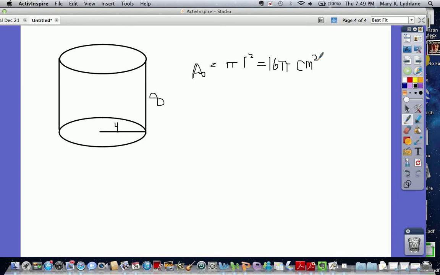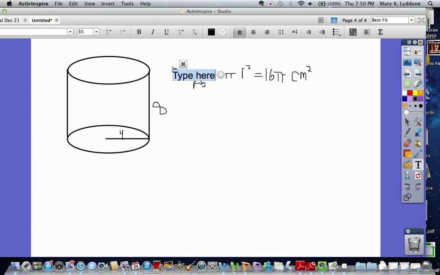Show that the volume of the metal used in the cylinder is 402 centimeters cubed. So they're telling you ahead of time what the answer is, and what they're asking you to do with the word show is to just do exactly that. You want to show the formula with the correct values plugged in. So that was part A, and we're going to do part B.